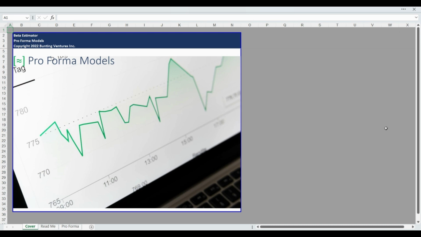This model was developed to utilize historic security and benchmark returns to analyze Jensen's alpha, beta, and proportion of risk attributable to market for a public security utilizing a reference benchmark. This model is a useful tool to equity researchers, portfolio managers, and corporate finance professionals.